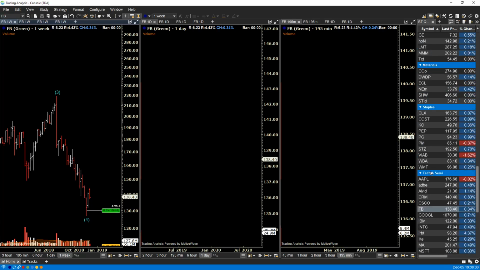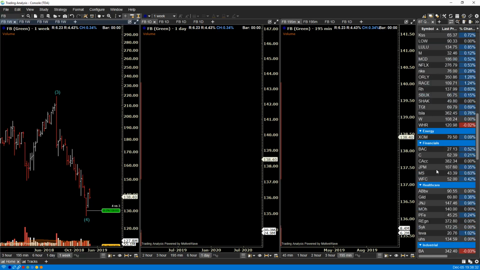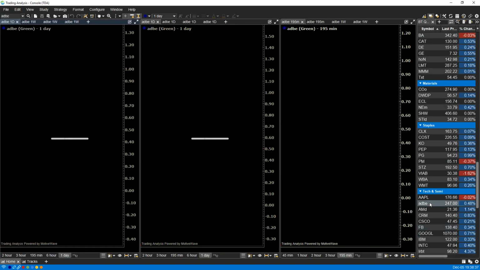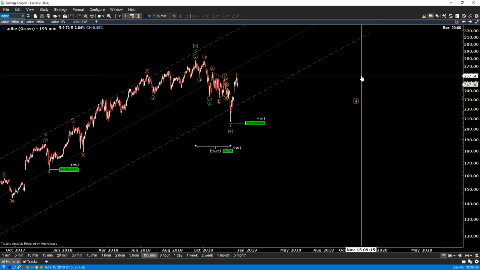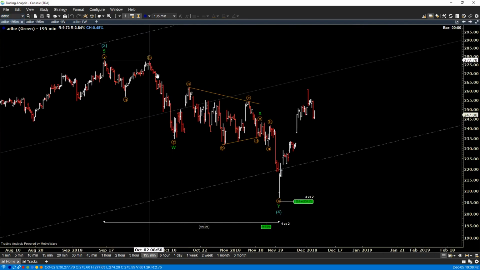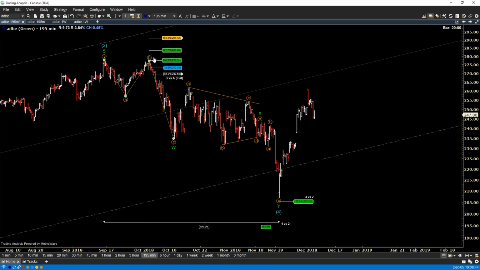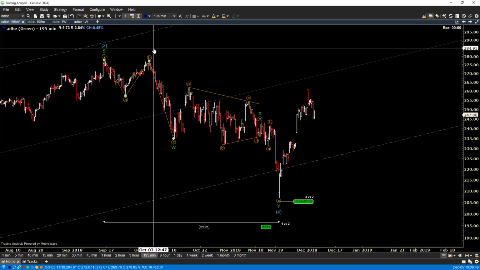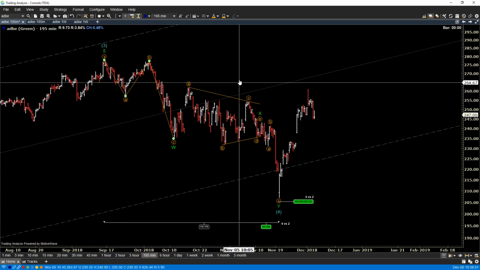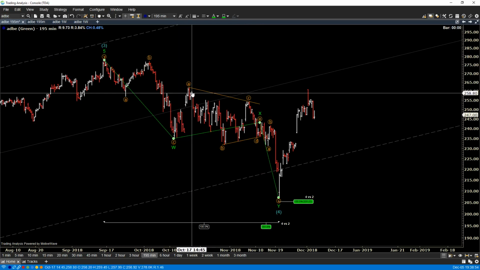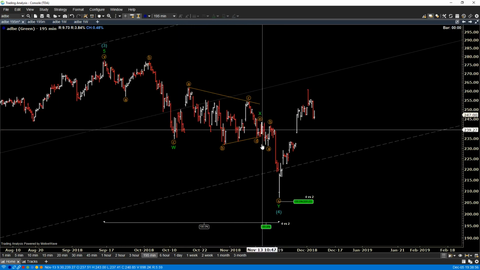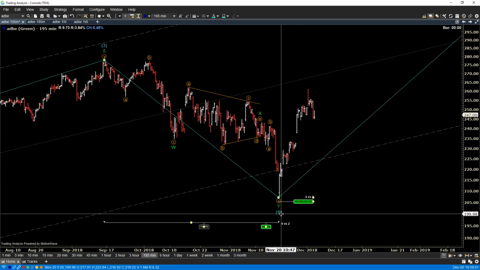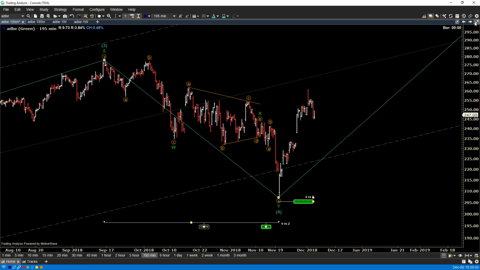Adobe, here's a good example of a combination correction. So we have a flat for W. Okay, B wave gave us an exact equality retracement of A, B, C. Triangle for X, A, B, C, D, E. Another A, B, C to complete Y. Equality was demonstrated of 4 and 2 corrections of the same degree.